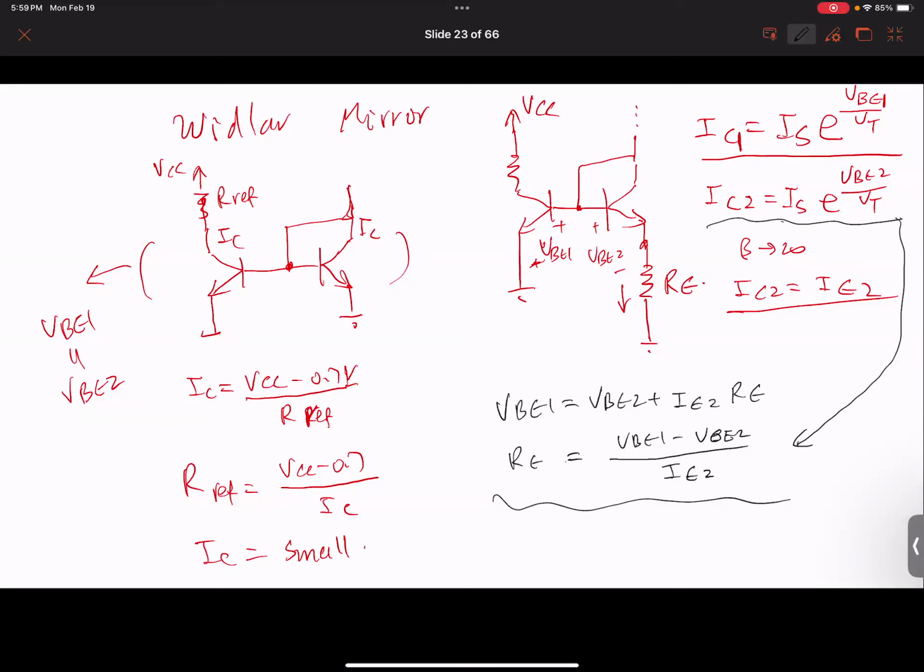Okay. And what you can do is, for the top equations, you can express VBE1 as a function of IC1. You can express VBE2 as a function of IC2. Okay, and this is IC2, and you plug everything in, you will be able to find the exact expression of current for this case. And I don't remember the expression.